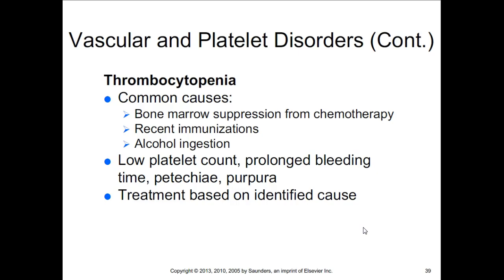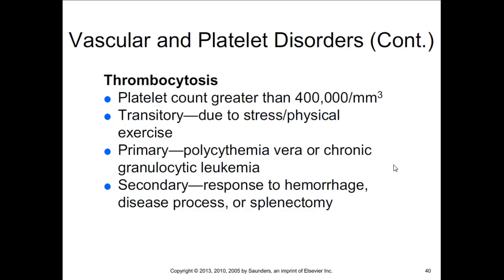So bone marrow suppression can obviously cause you to make fewer thrombocytes, right? Immunizations, or even alcohol ingestion, can cause you to not clot properly. Okay, so you might see prolonged bleeding time, petechiae and purpura. And so treatment is based on whatever the cause is. If it's bone marrow suppression from chemotherapy, maybe switching the chemotherapy drug, right? Immunizations might just be supportive until the body adapts, and then maybe make a note for future immunizations, like maybe in a child or something of that nature, right?